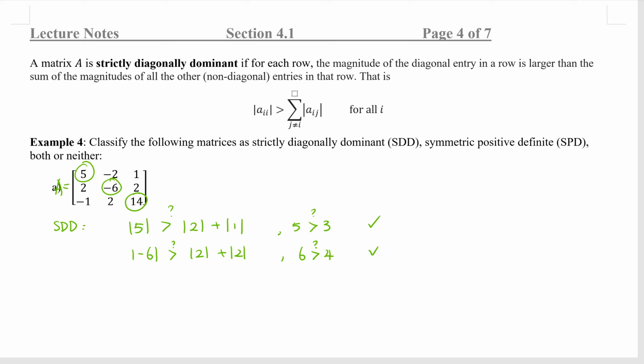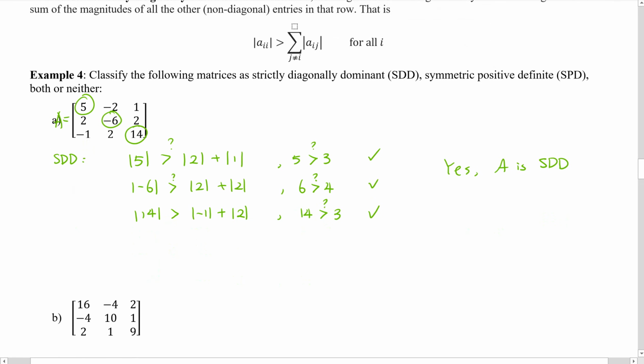Yes. Next, we have 14 as the diagonal element. Is this greater than the absolute value of -1 plus the absolute value of 2? This is the same as asking, is 14 greater than 1 plus 2, which is 3? Yes. Okay, so A is strictly diagonally dominant, SDD. So far so good, everybody?